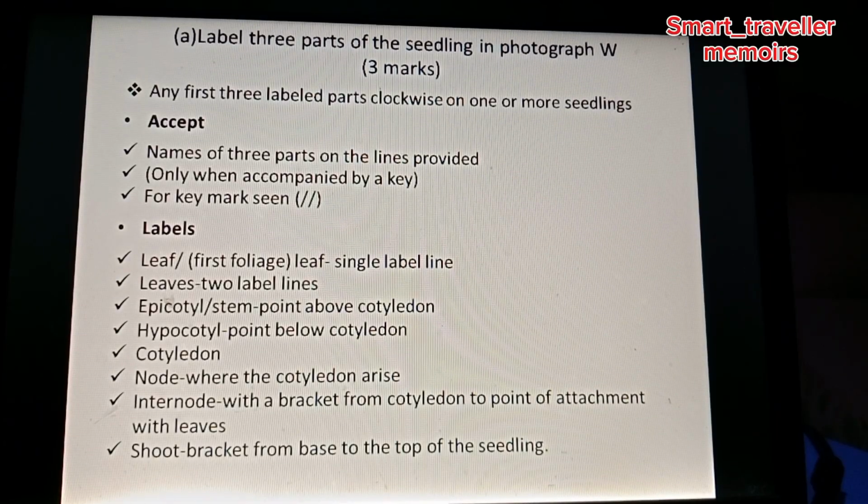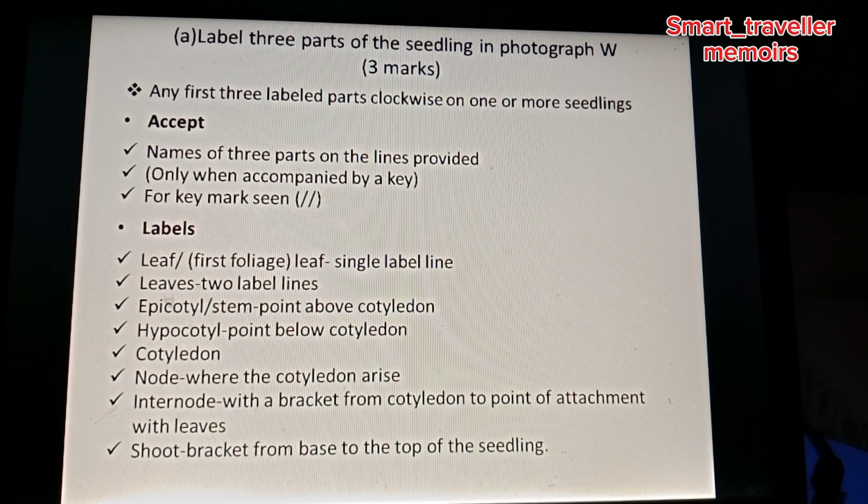Label 3 parts of the seedling in photograph W. This is the way you are marking. Any first 3 labeled parts clockwise, no on 1 or more seedlings. Any first 3 labeled parts clockwise on 1 or more seedlings, except names of 3 parts on the lines provided, only when accompanied by a key.